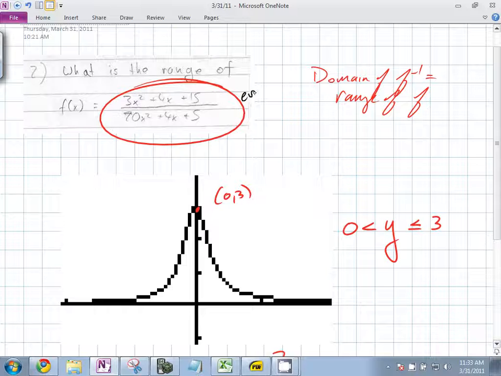Is it an even function? No. Is it an odd function? No. If you do this, what would be a good way to find out in precalculus land if that's the highest point? What could you do? There's a couple things you could test. To do what? What are you going to do?